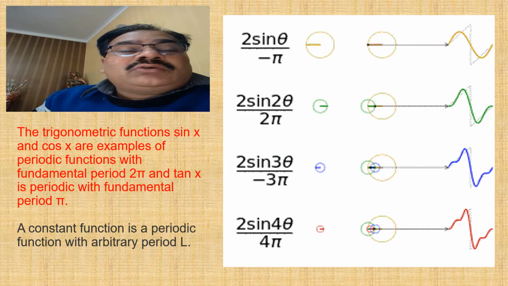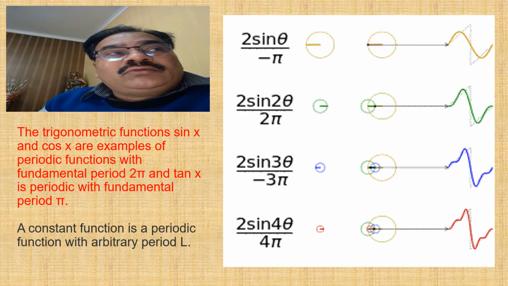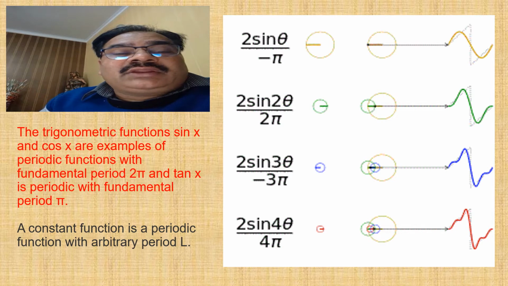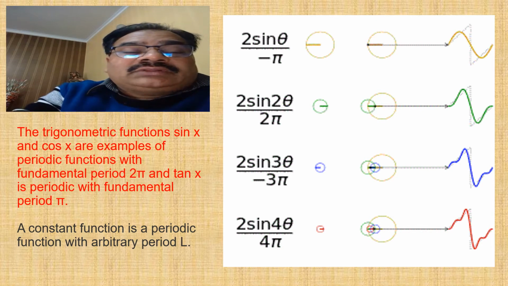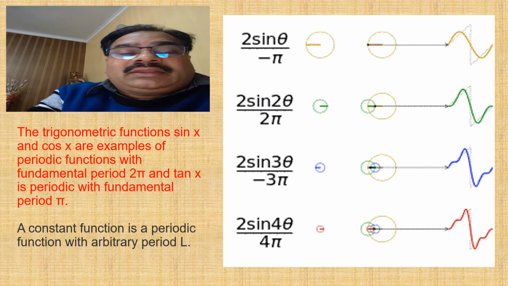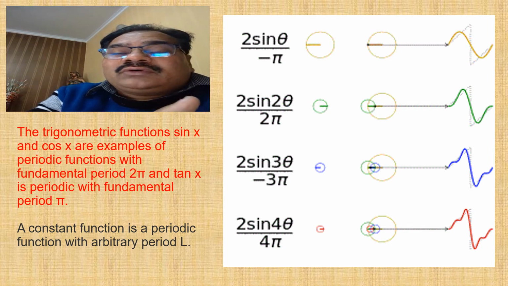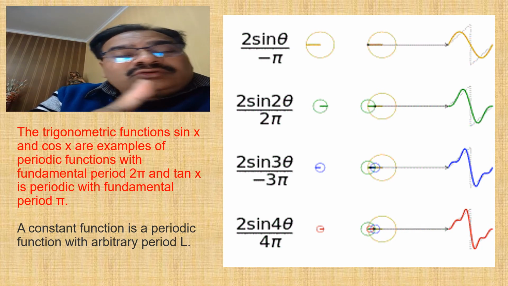Now, a function is periodic. If you go through the book, a function is periodic of period L if f(x + L) is equal to f(x) for every x in the domain of f. The smallest positive value of L is called the fundamental period. Like in the case of sin x, you know the fundamental period is 2 pi.